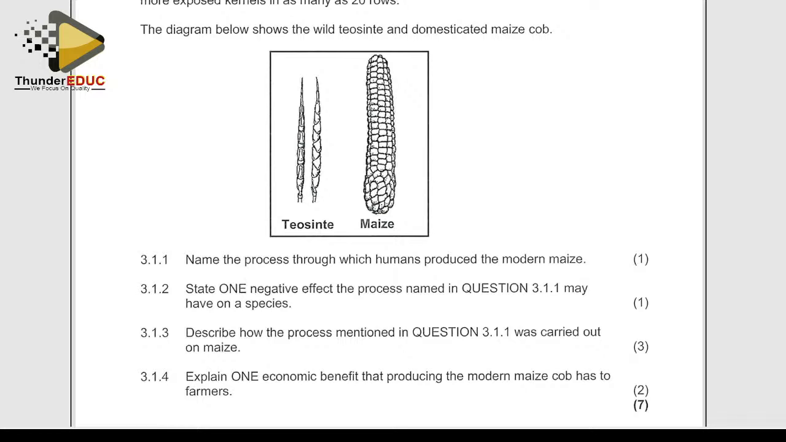State one negative effect that the process mentioned above may have on the species. First of all, the ones which are not desirable might go extinct because they're not given a chance to reproduce. That's number one. Number two, it might change the taste of these individuals. Number three, you can also mention any of what you think.